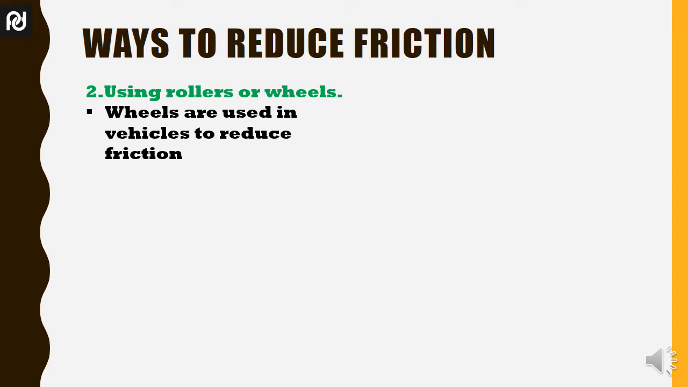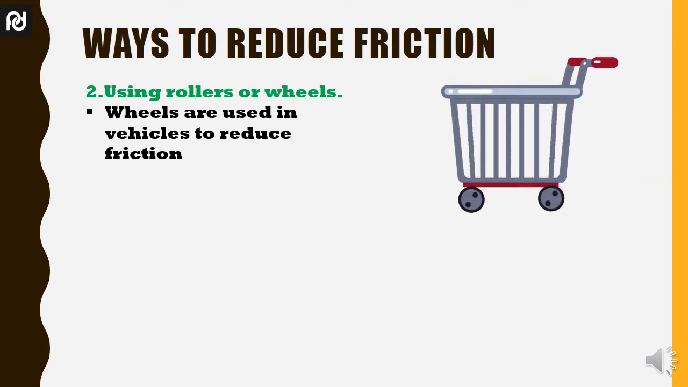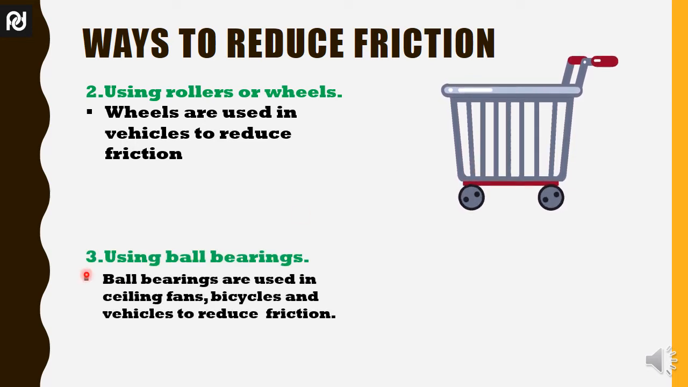Number 2 is using rollers or wheels. Wheels are used in various vehicles to reduce friction, as you can see in a trolley of our supermarket as well. And the number 3 is using ball bearings.